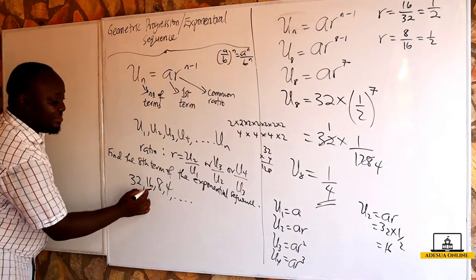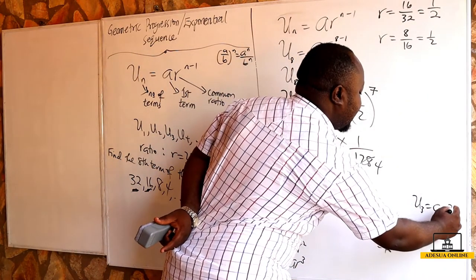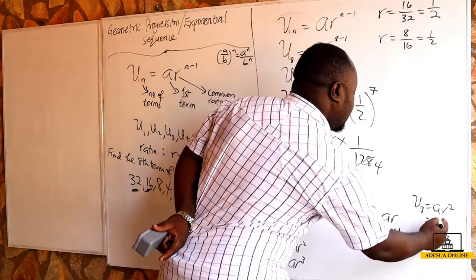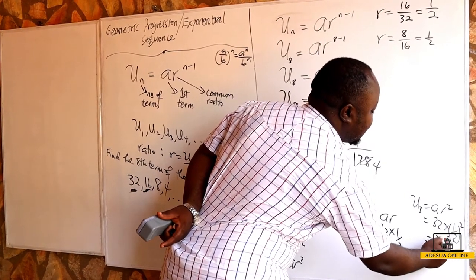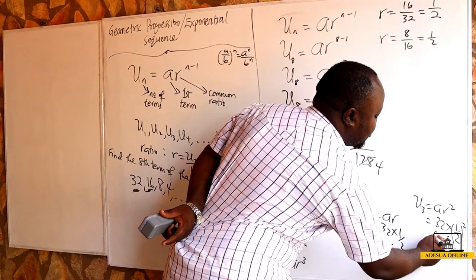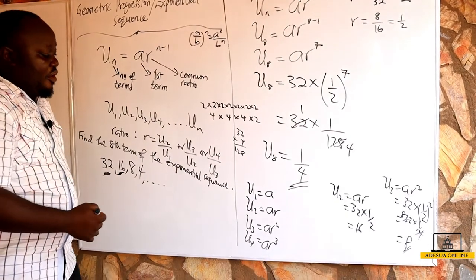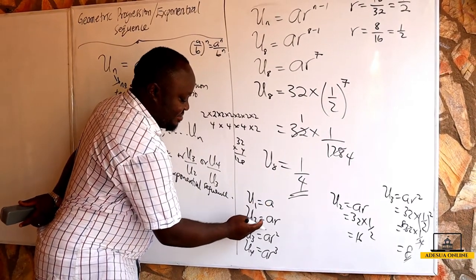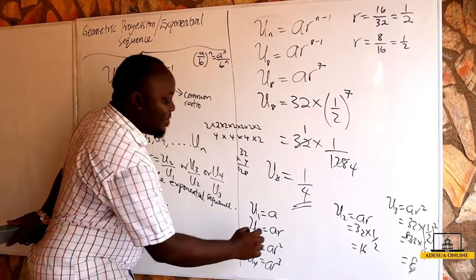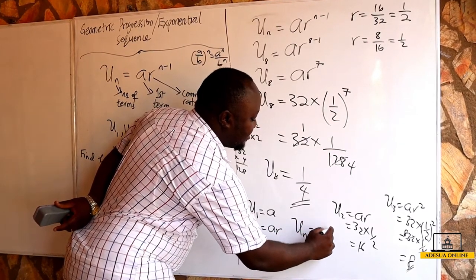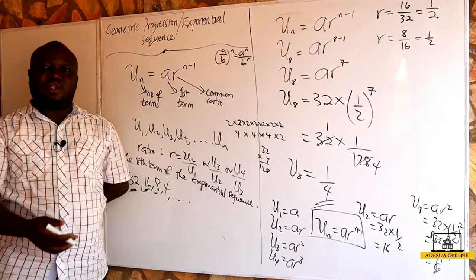And you could see our second term is 16. The same way, if you want our third term, u3, it is ar squared, which is 32 times half squared. This will give us 32 times 1 over 4. 4 will go into 32 8 times. So we have 8 as our answer, and you could see that 8 is our third term. So if our first term is a, our second term is ar, our third term is ar squared, following in that order, then our nth term is equal to a r to the n minus 1, which is the formula I gave you at the start. So let's solve some more examples.